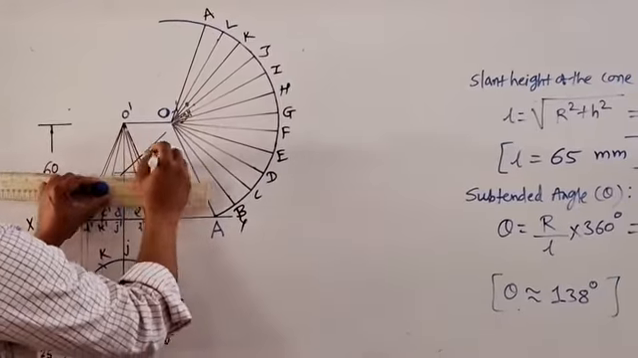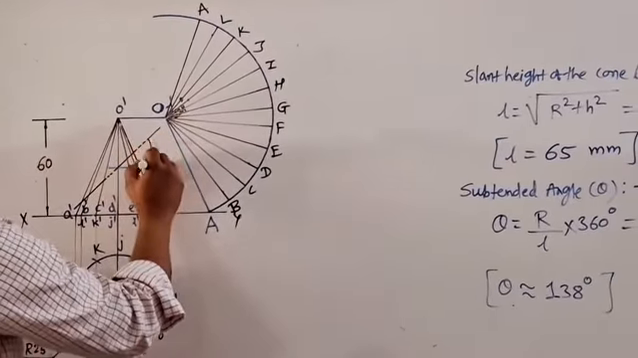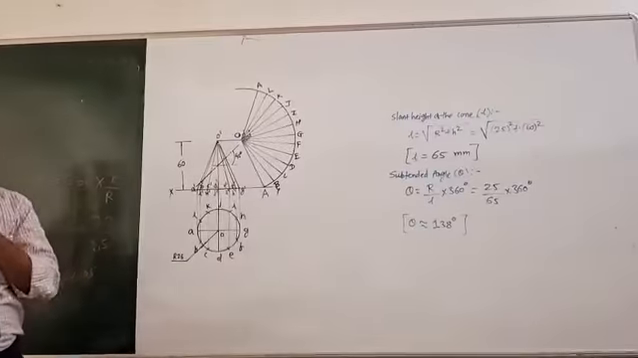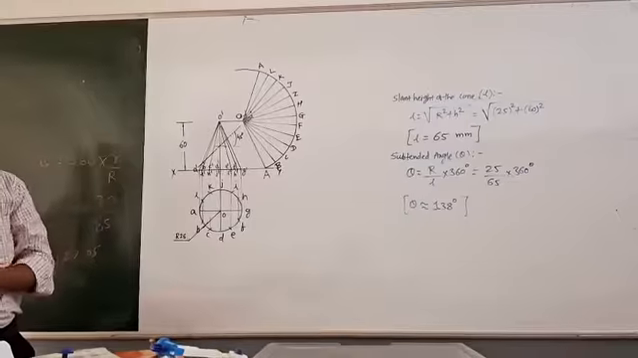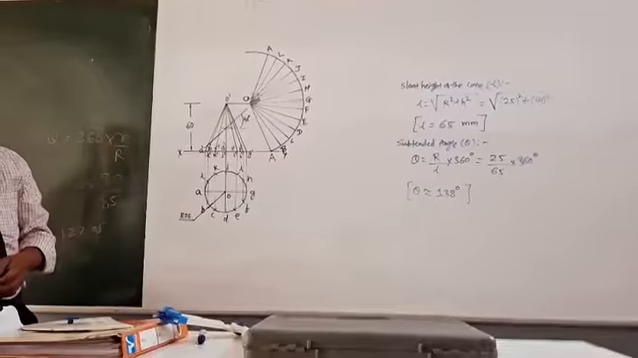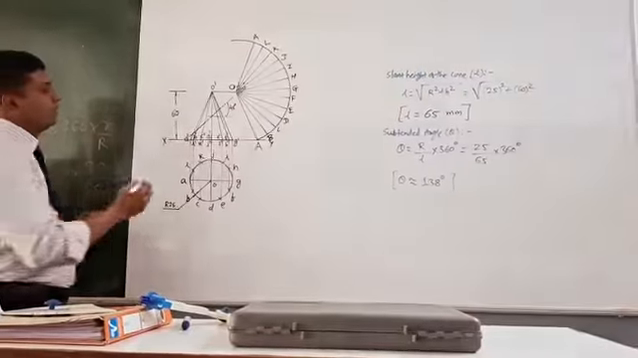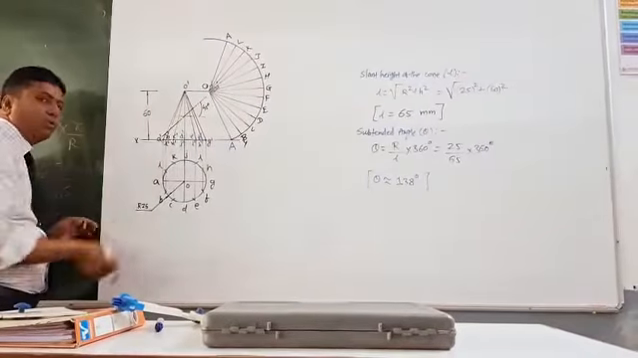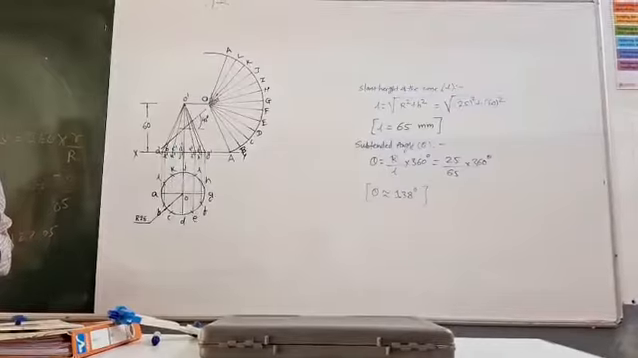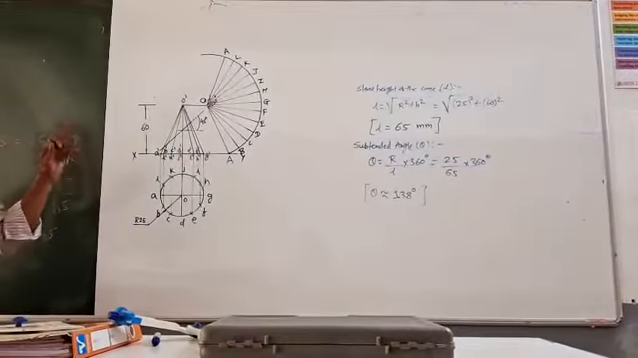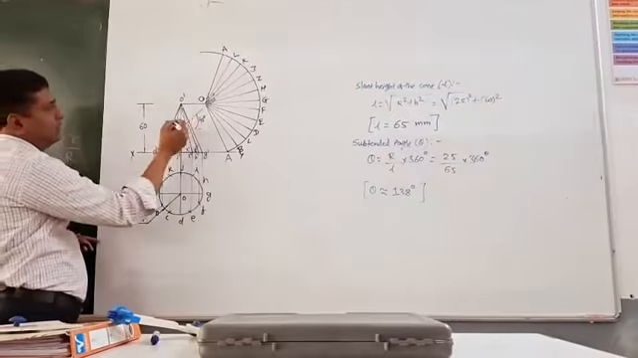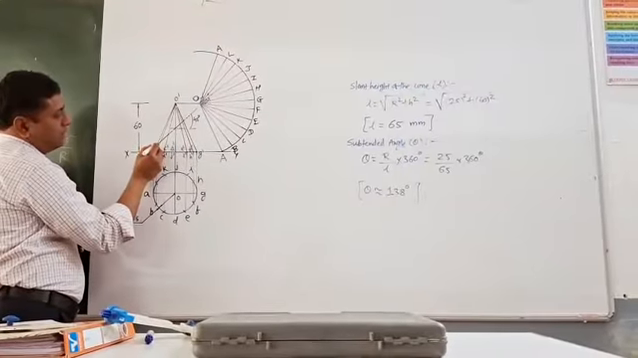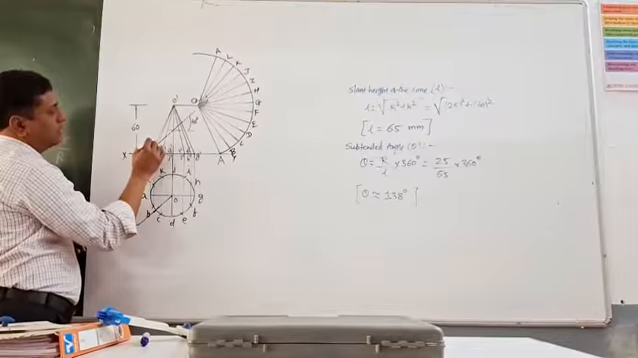This angle you can show. This angle is how much? 40. This is very important. If you carefully observe, this section plane cuts the generator of the cone. Now see here, this will cut O dash A dash. So this intersection point you have to mark as P dash.